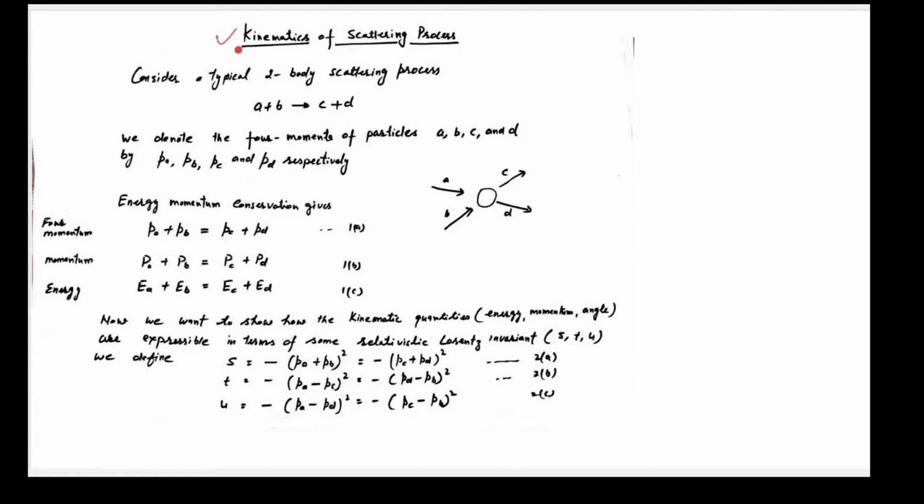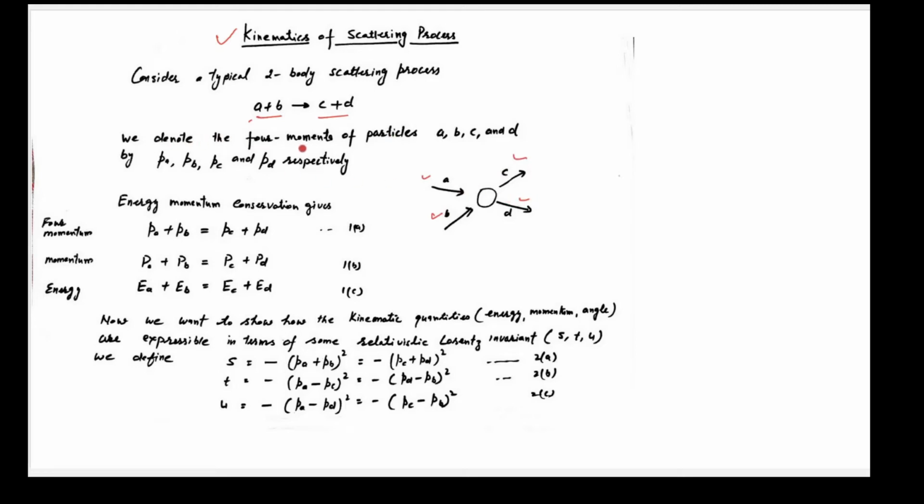Dear students, today we are going to discuss the kinematics of scattering processes. Consider a typical two-body scattering process: two incoming particles, two outgoing particles. A and B are the incoming particles, and C and D are the outgoing particles of the scattering.